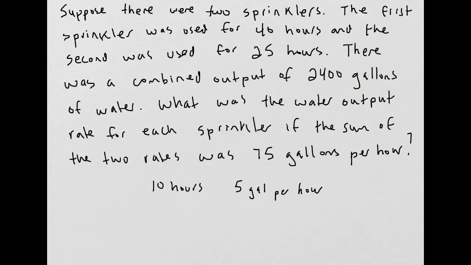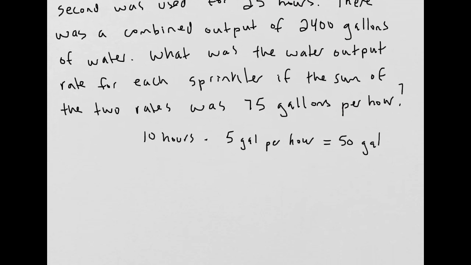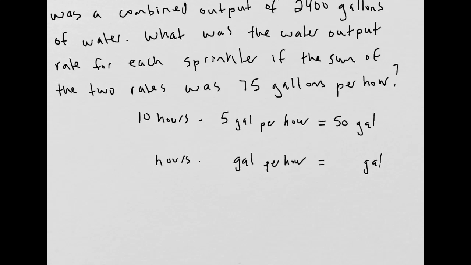Well, if I know that for each hour my sprinkler is pumping out 5 gallons of water, then to figure out how many gallons my sprinkler is pumping out in 10 hours, I'm just going to multiply those numbers together. And that would give me 50 gallons of water. So this is the formula that we're going to be using. If I take the number of hours and multiply that by the number of gallons per hour, which is, by the way, called a rate, that should tell me how many gallons of water we're using.